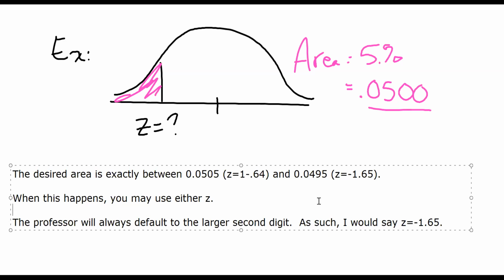Okay, so that's issue number 1. What happens if your area is not only not in the chart but is dead center? You may use either z-score. I will always use the larger second digit. But there's more than one issue, and there's only one more thing that I would like to show you, and then we'll wrap up this video.